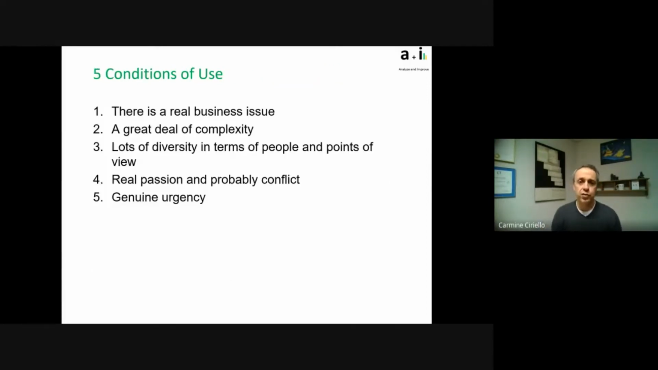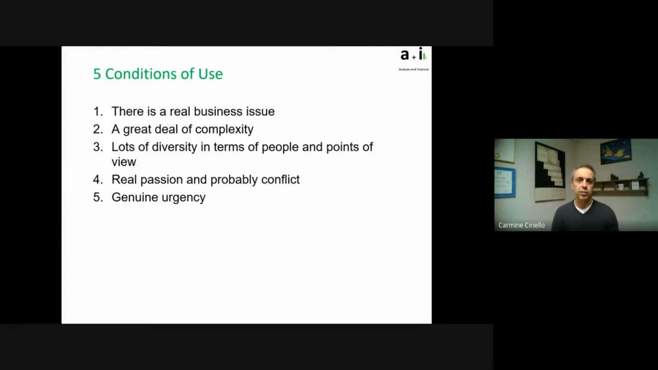There are some conditions of use. There has to be a real business issue if you're going to use open space technology. A good example is perhaps you have the need to achieve certain objectives or targets next year, and you really don't know how to get from here to there. So that would be your real business issue. There has to be a great deal of complexity. The more complex, the more moving parts and layers there are, the better something like open space comes in. There should be lots of diversity in terms of people and points of view. The more the merrier, actually, in this type of approach.